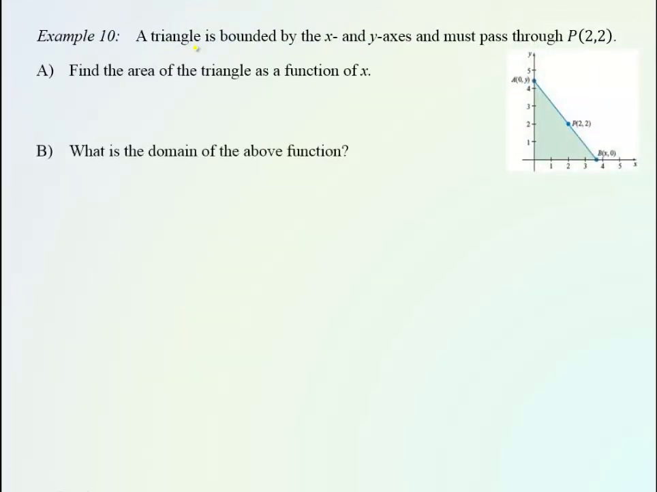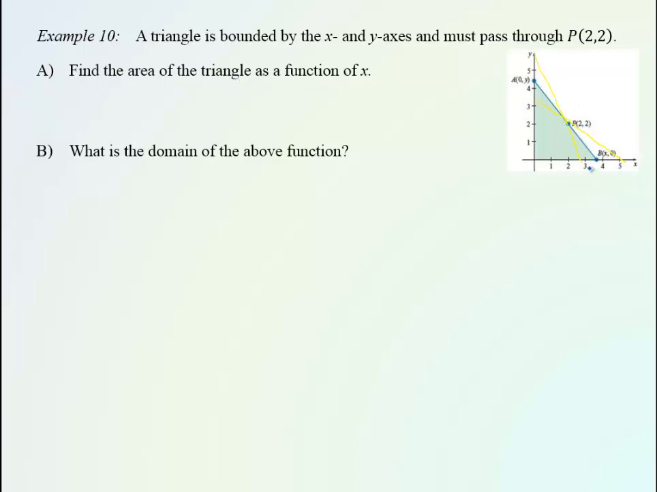In the next example, we have a triangle bounded by x and y axis, and the line segment passing through the point 2, 2. But obviously this line segment doesn't have to be as on the diagram. It could be positioned somehow like this, or maybe somehow like that. So this blue line is just one instance of such segment. What we need to do is to find the area of the triangle as a function of x.